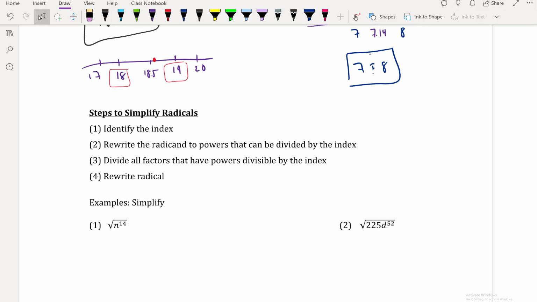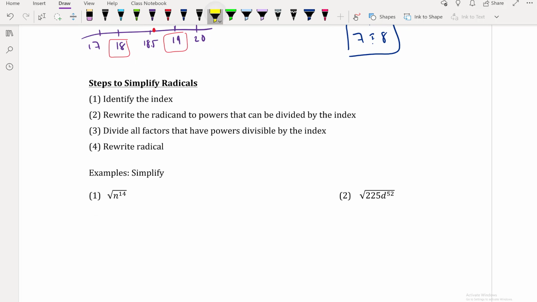Now the next thing that they're going to want us to do is to simplify these radicals. So here are the steps to simplify radicals. First of all, you want to identify the index. Then you want to rewrite the radicand to powers that can be divided by the index. Then we want to divide all factors that have powers divisible by the index, and then we want to rewrite the radical. So what does that mean in English?